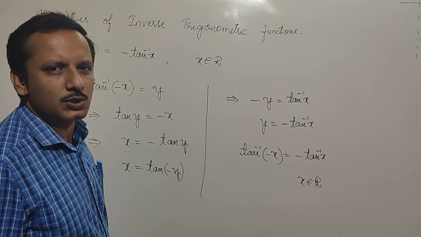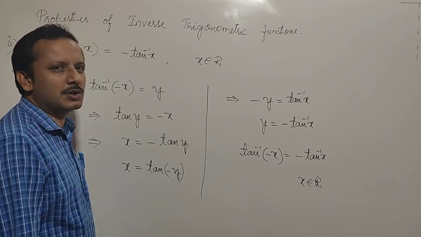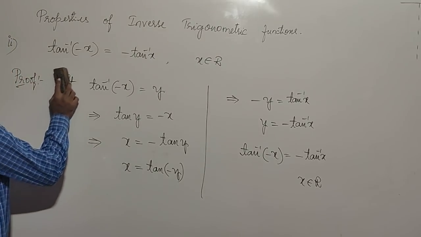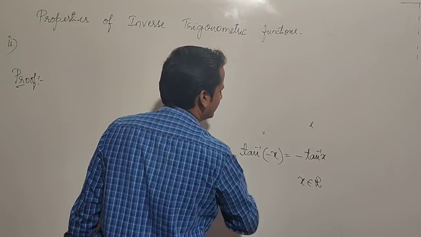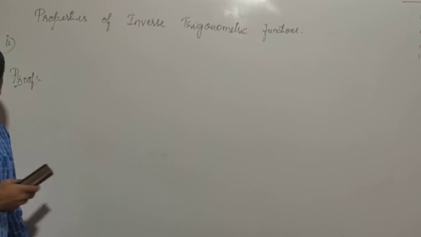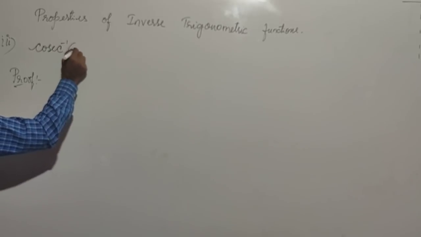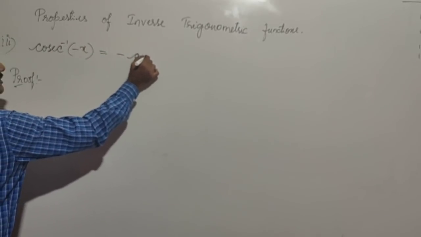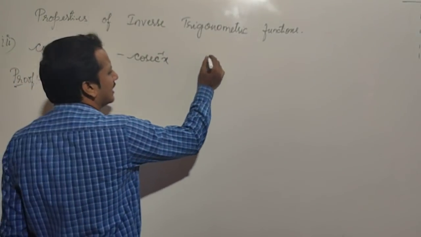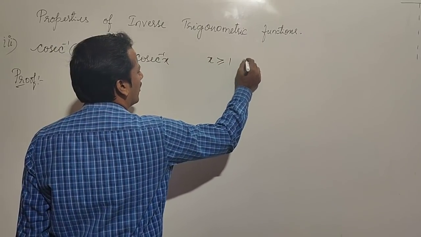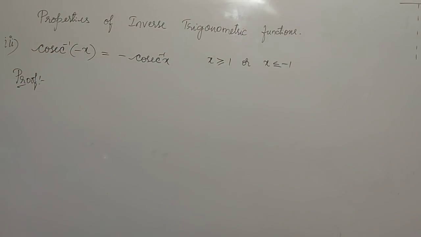Okay, after this, let's go to the next result, which is cosecant inverse of minus x is equal to minus cosecant inverse x. Okay, third result now, cosecant inverse of minus x is equal to minus cosecant inverse x whenever x is greater than or equal to 1 or x is less than or equal to minus 1. Let me prove this result now.